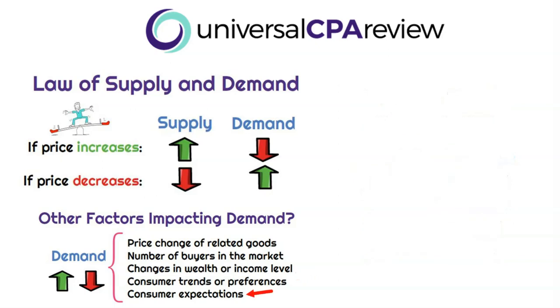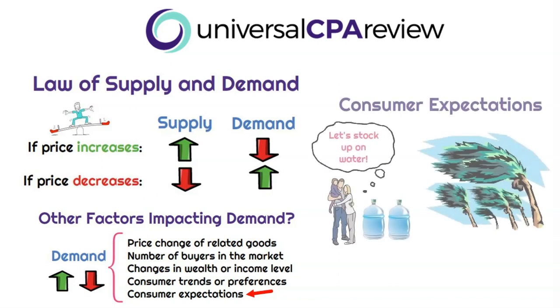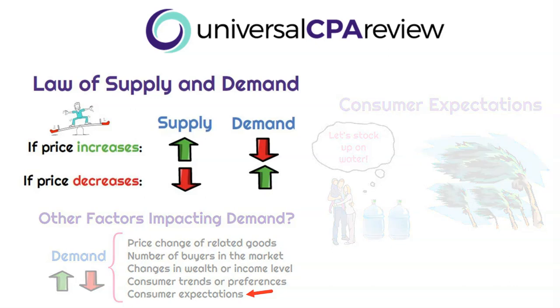The last item here is consumer expectations. As consumers, if we think the price is going to increase or decrease, and the supply might also change, that could impact the demand today. So let's say a hurricane's coming and we think there's going to be a huge shortage of water. We might go out and buy water today. That's going to increase the demand for water today if everybody else thinks the same way. So whatever we expect to happen as consumers, that can impact demand as well.